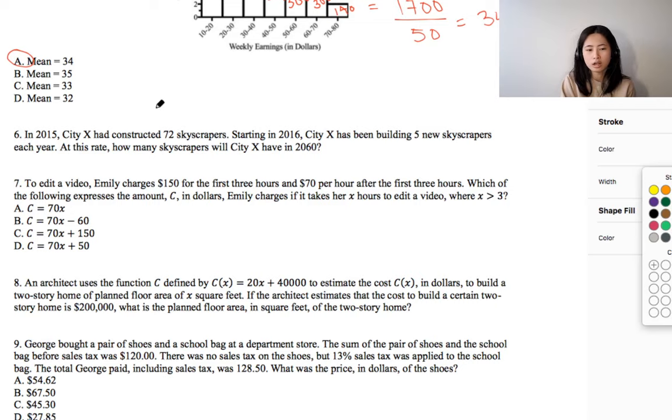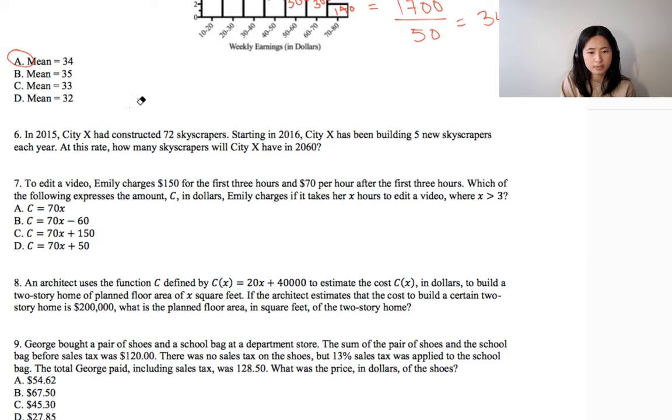Okay, so maybe I can just do it up here, if you guys can see that, and I'll use a different color. Okay, so for number 6, we have City X, and this is in 2015. So City X had constructed 72 skyscrapers, and starting in 2016, City X has been building 5 new skyscrapers each year. At this rate, how many skyscrapers will City X have in 2060? Great. So they're giving us a couple of years to work with.